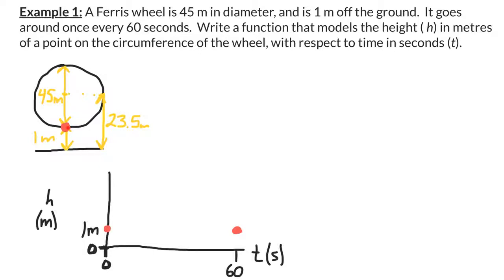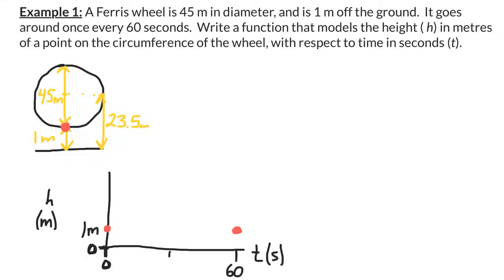So as I'm traveling on my Ferris wheel, if it takes 60 seconds to go all the way around, how long does it take to go halfway around? Well, you guessed it, 30 seconds. So where am I at 30 seconds? I'm at the highest point on the Ferris wheel. So what is the highest point? Well, it's this 45 meters plus another meter. So the highest point on the Ferris wheel is 46 meters above the ground, and it occurs halfway around the circle.